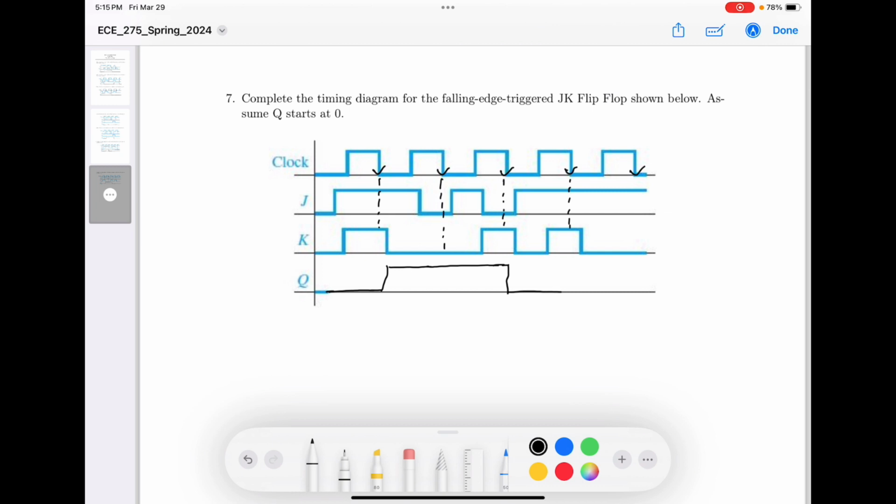At the next falling edge, J is 1 and K is 1. That's the toggle operation. Therefore, after a slight delay, Q goes to 1. And finally, at the next falling edge, J is 1 and K is 0. That's the set operation. Since it is already at 1, it's going to remain at 1. So that is how a JK flip-flop works.